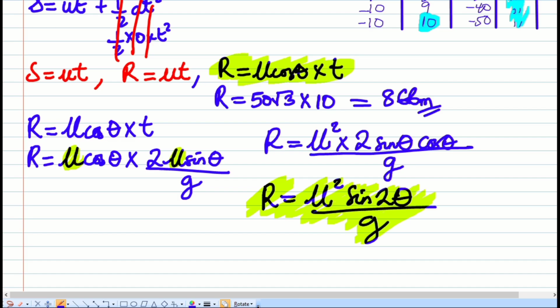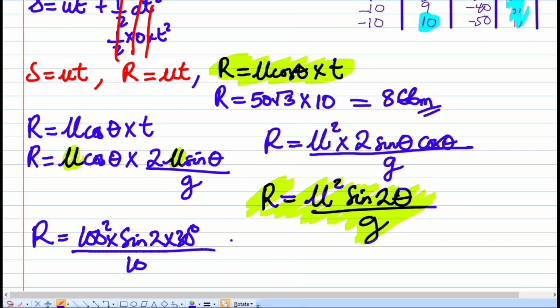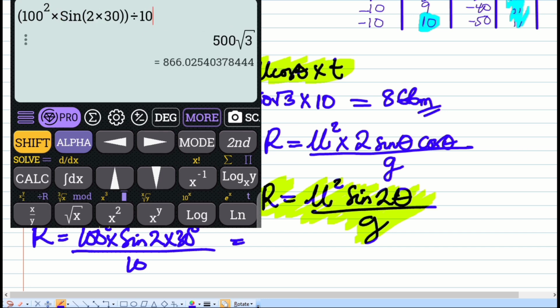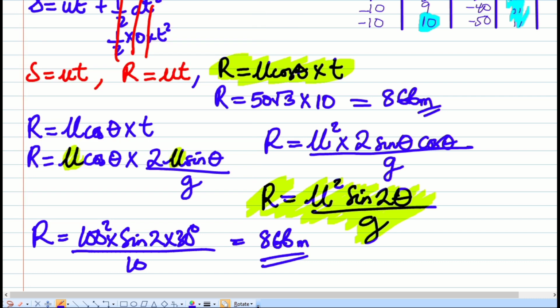So let's just quickly verify this again. We have our range equal to u is 100, so 100 squared times sine 2 times theta, which is 2 times 30, because that's our original angle, all over 10. Let us plug everything into the calculator quickly. Plugging everything in, you see that we have the same thing to the nearest whole number, 866 meters. So that is everything about projectile motion, at least the basics.